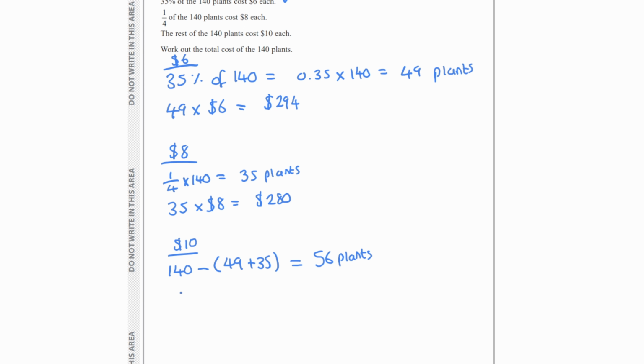And there are 56 plants remaining, and each of them cost $10, so multiply by 10, which comes to a total of $560. Work out the total cost. Well, we want to just add the costs that we've worked out together, all of those three numbers. So do your 294, add your 280, add your 560.